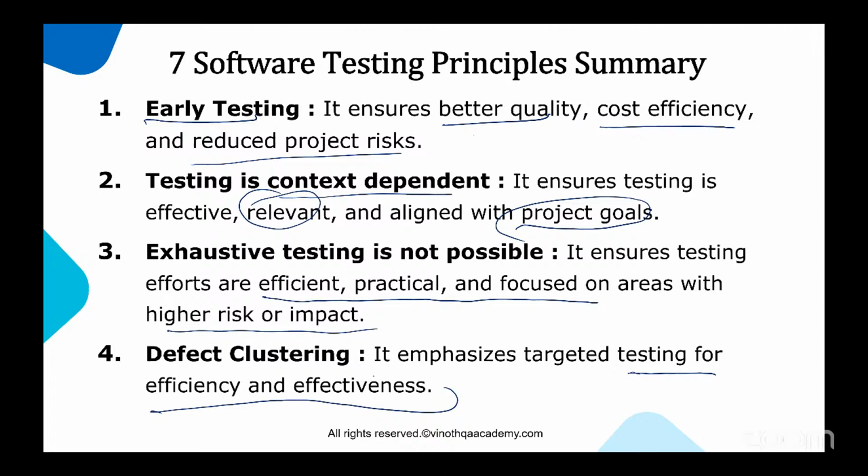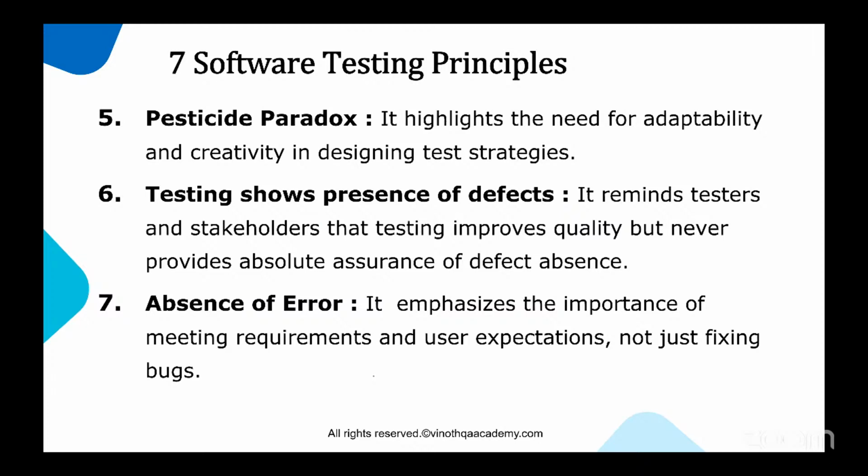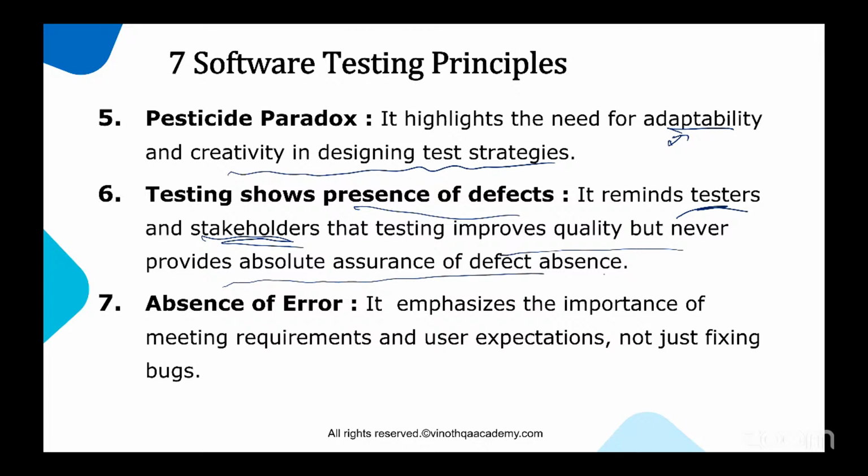Why are we applying that? Because we can do it very efficiently. And pesticide paradox is for adaptability and creativity in test case design, because you should keep on updating, right? According to the situation, you are adapting it. And presence of defects reminds the testers, the stakeholders, everyone, that what we are doing is improving the quality, but it never provides absolute assurance of defect absence. You can't say to anyone that my product is 100% defect free. You cannot do it. That's why this principle is kept.